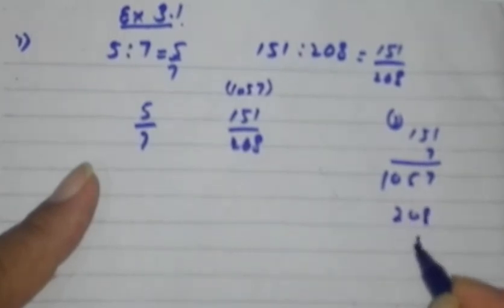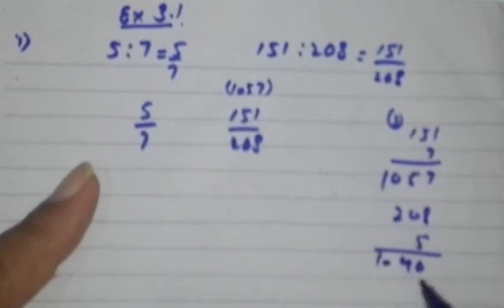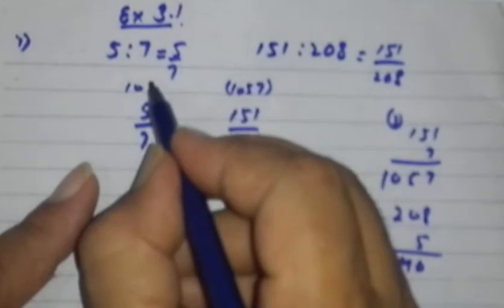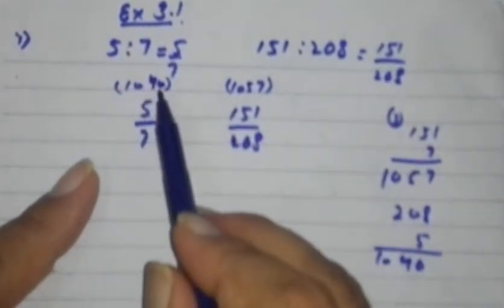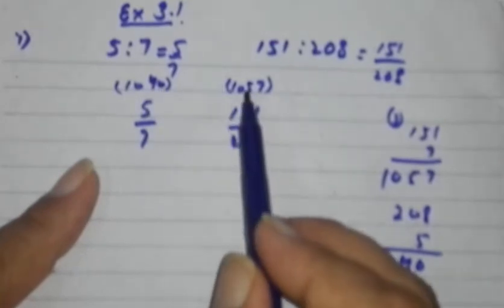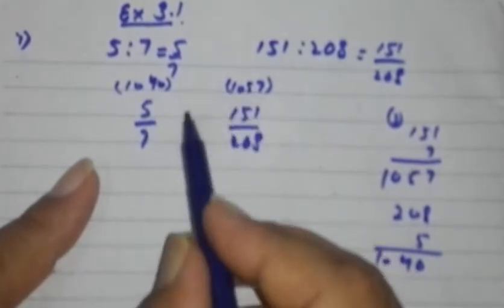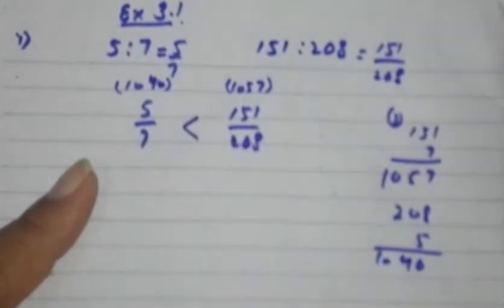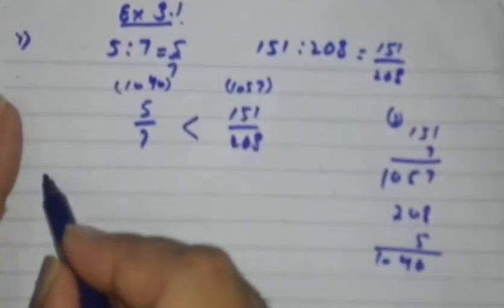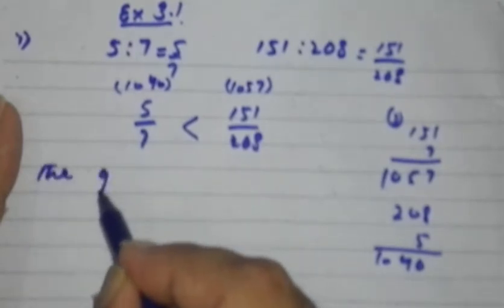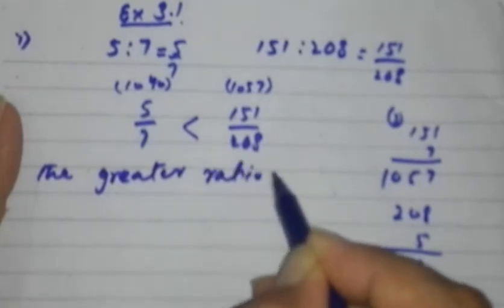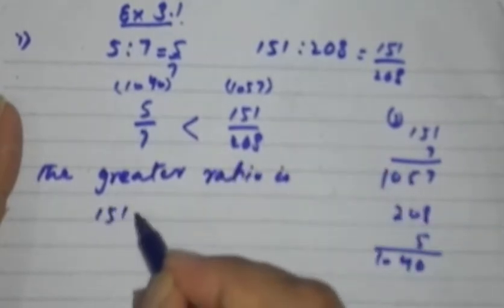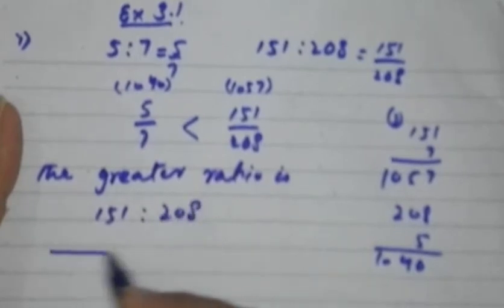Now find the other product: 208 into 5. 5 8s are 40 and 5 2s are 10. Here we get 1040. Now tell me, is 1040 greater or 1057 greater? This one is greater. So the greater ratio is 151 ratio 208.